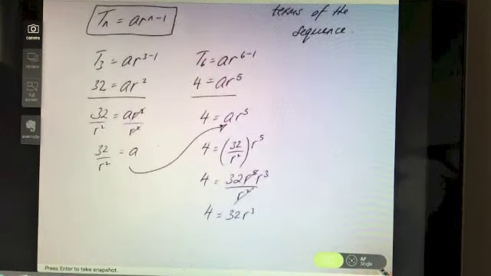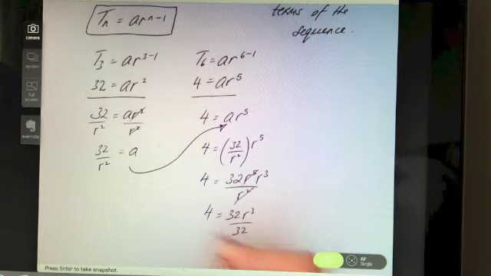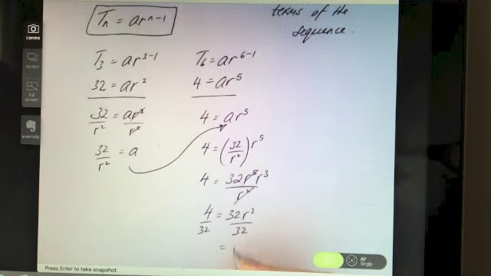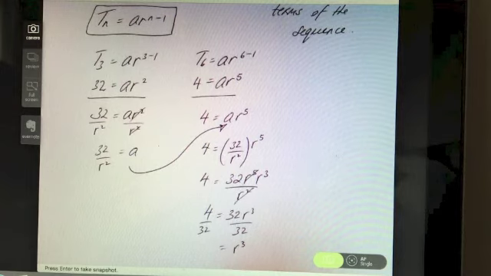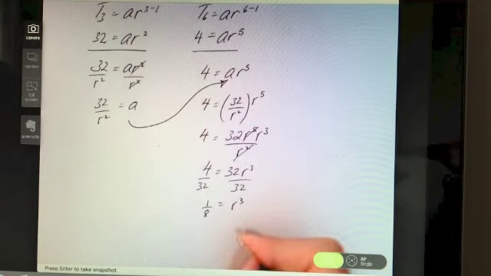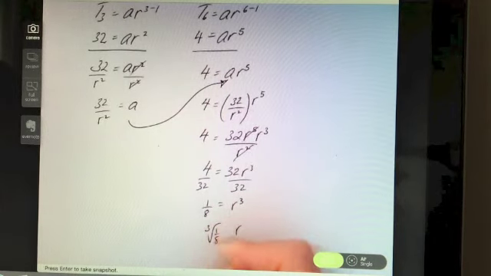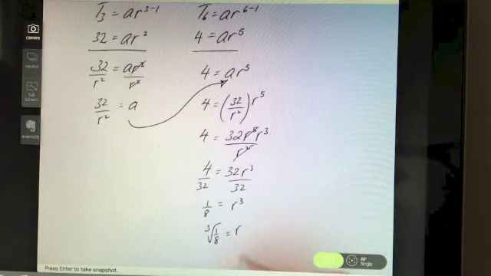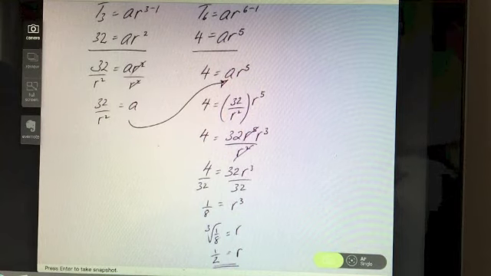And so now divide both sides by 32. We get r cubed is equal to 1 over 8. And then to get r on its own, we cube root 1/8. And the answer is a half. So r is equal to a half.